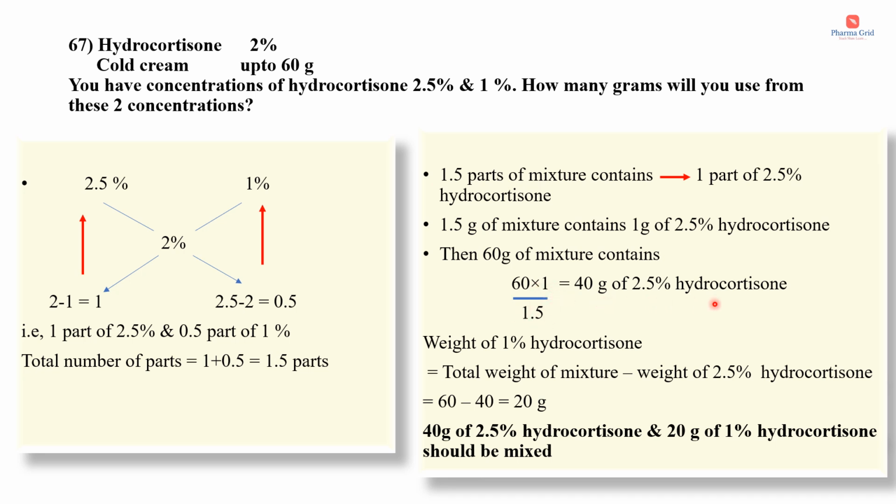of 2.5% hydrocortisone. So we got the weight of 2.5 percent hydrocortisone, that is 40 gram. So the weight of 1 percent hydrocortisone.